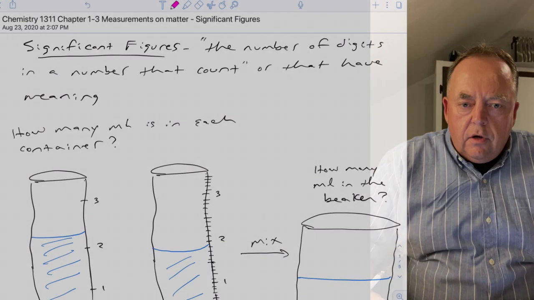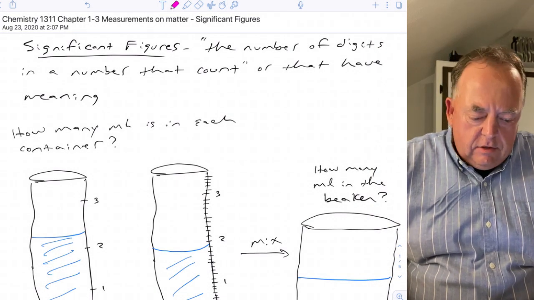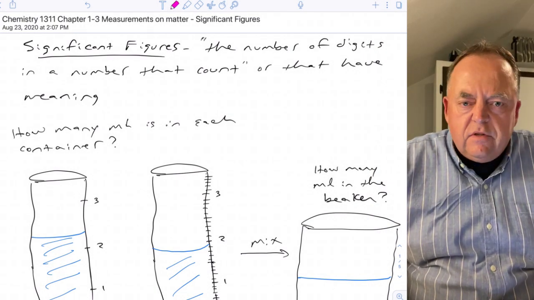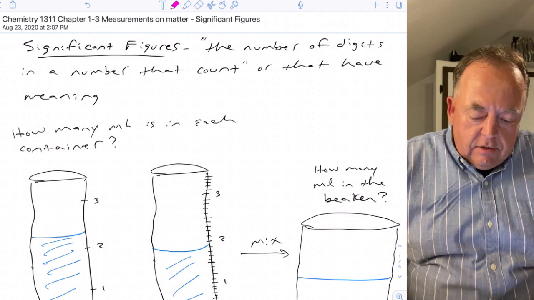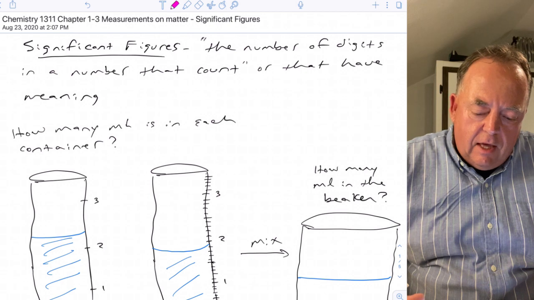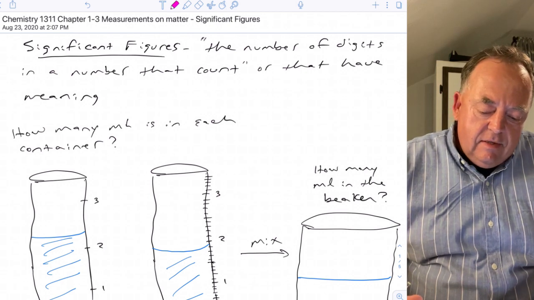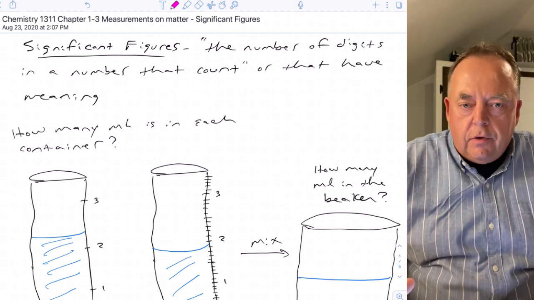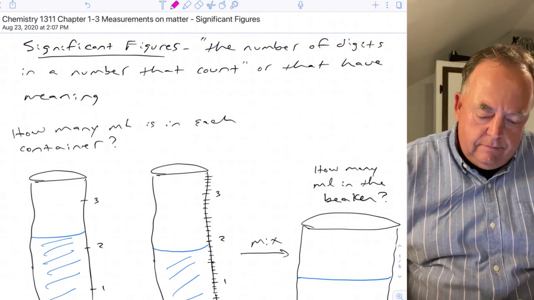So this is the third lecture out of chapter 1. In this lecture we'll cover this concept of significant figures. Significant figures basically just means if you have a measurement, how many digits in that number count, or how many of them have meaning.